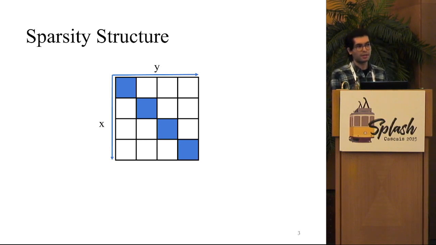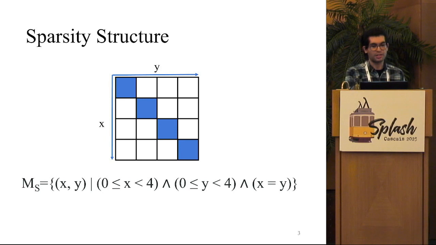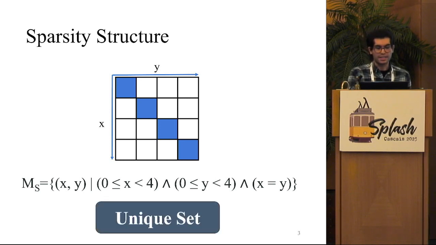Here, for example, we have a diagonal matrix. It's a 4x4 matrix, and it's very sparse. If we want to capture these unique elements of the diagonal in a set, we can represent it in this format. If we put x between 0 and 4, y between 0 and 4, and x equals y, it captures all the non-zero elements. And we call this a unique set. Basically, the unique set is all the non-zero elements, and we just ignore the zero elements.